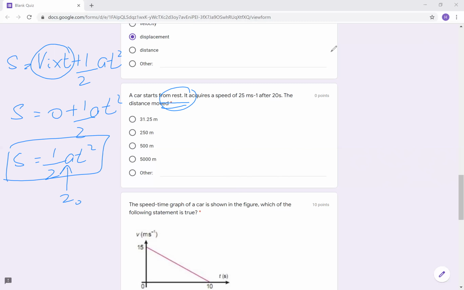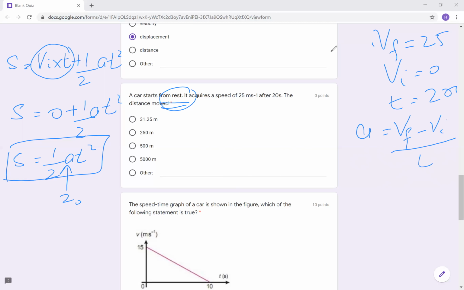For that, we have a Vf, which is 25. We have Vi, which is 0, and we have T, which is 20 seconds. From that, we can calculate A. From the first equation of motion, we said Vf minus Vi divided by T. Putting in the values, A will be equal to Vf, which is 20, minus Vi, which is 0, divided by 20 T. So our answer will become 1.25 meter per second square.